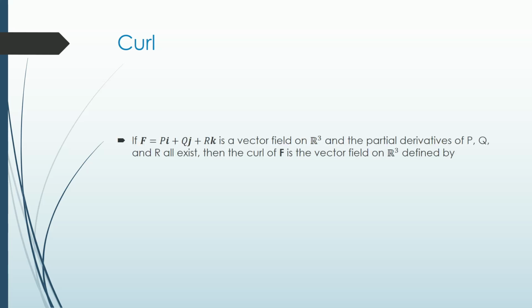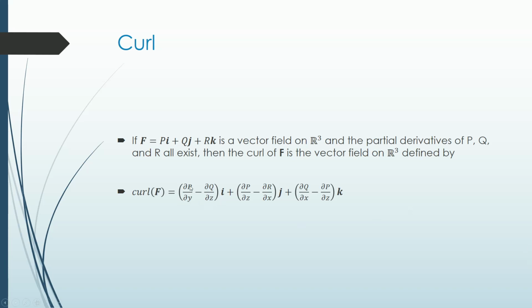So if you have your vector field in 3 dimensions and the partial derivatives for all 3 parts exist. So that means the partial P with x, partial P with y, partial P with z. All 3 have to exist. And the curl of F is the vector field on R3. Again, that just means in 3 dimensions, defined by this equation.